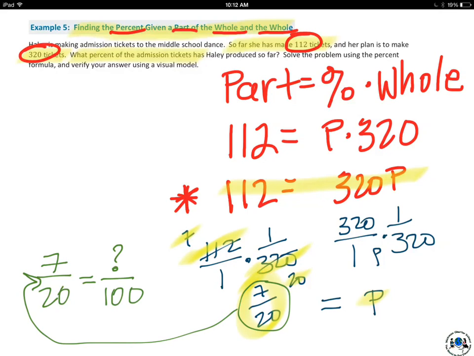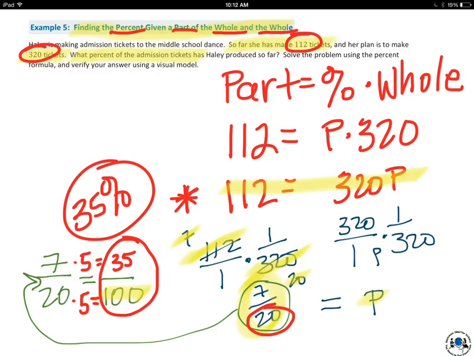But if I create an equivalent fraction over 100, because that is very easy, and in this case I can, it's a good idea because I have 20, which is a factor of 100, so it makes it a lot easier. Going from 20 to 100, I multiply by 5. Therefore, I do the same up top: 7 times 5 equals 35. And 35 over 100, or 35/100ths, of course, is 35%.